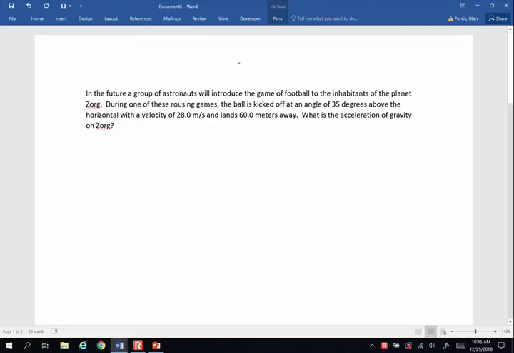Hi folks, we're going to do another projectile problem, and this is going to be regarding football on the planet Zorg. Here goes. In the future, a group of astronauts will introduce the game of football to the inhabitants of the planet Zorg. During one of these rousing games, the ball is kicked off at an angle of 35 degrees above the horizontal with a velocity of 38 meters per second, and it lands 60 meters away. What is the acceleration of gravity on Zorg?